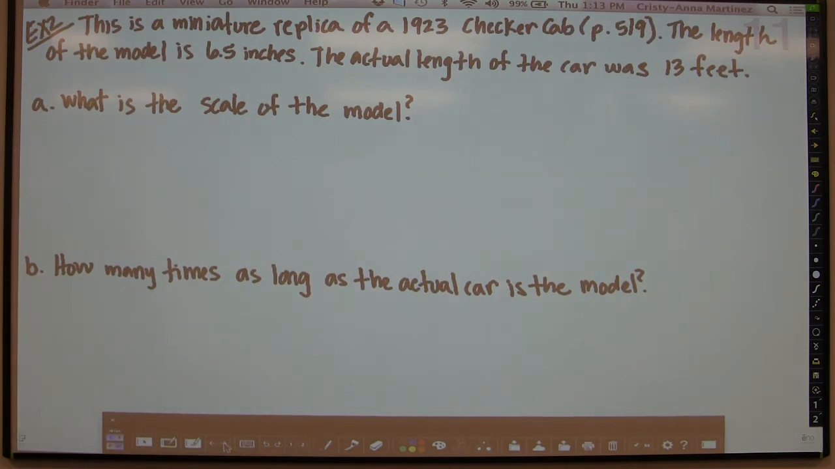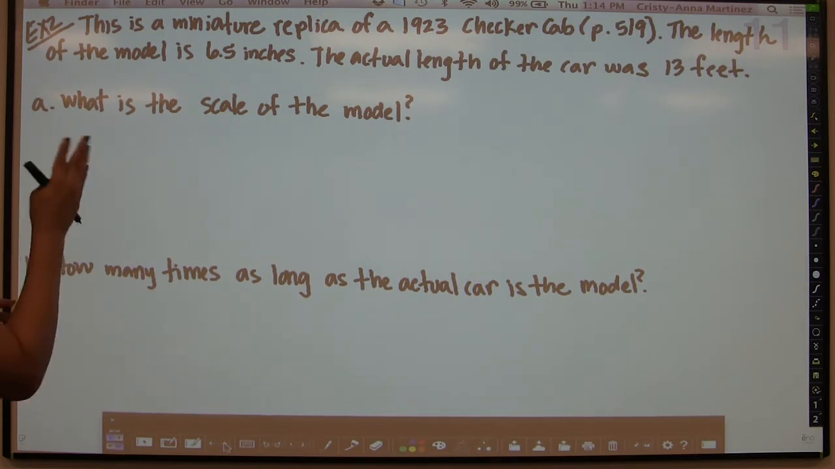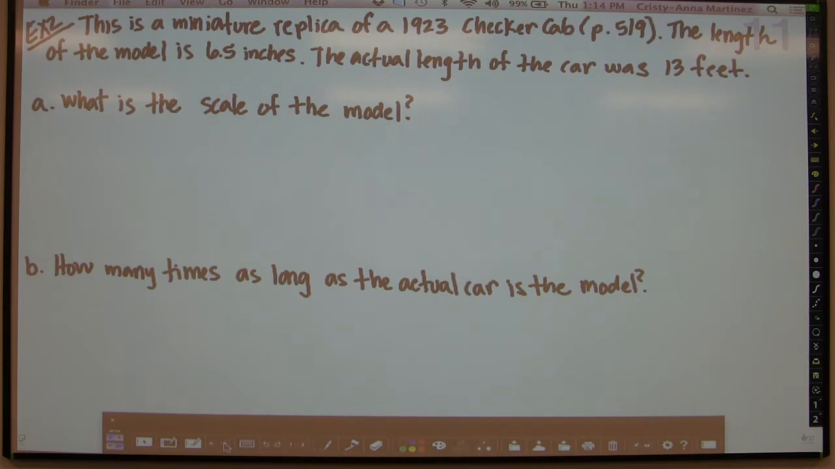So here's another example. Again, it seems kind of weird because it says this is a miniature replica of a 1923 checker cab, and it's like not even there. That's because it's on page 519 in your textbook, as it says up there. So according to the information we have, it says the length of the model is 6.5 inches. So again, we have the model length, but the actual length is 13 feet.